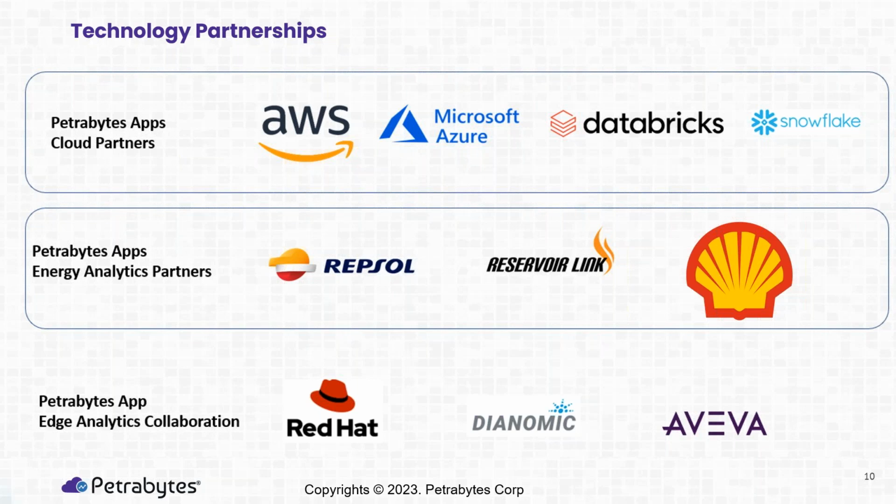And then there are edge analytics, which are going to be incredibly important in the future as more sensors are out there in the pipelines. To have them continuously transmitting data would quickly lead to ghastly costs and also intermittent outages as the data flow overwhelms the system. So edge becomes more important. So those are Red Hat, Dynamic, and Aviva.